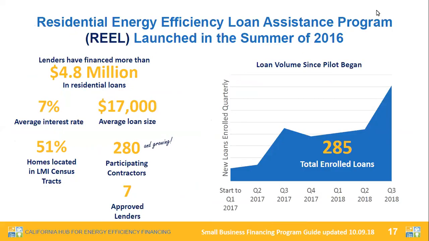I will stop here and talk a little bit about our residential program, because this has been running in the background while we have been working to design and build this commercial program. And I want to highlight our growth. We are up to 7 participating lenders, and those lenders have now completed over $4.8 million in private financing for about 285 projects. We had great growth in Q3 of this year, partly due to the success of the Go Green Financing website. You can see stats on our website traffic in more of these background slides. The other thing I wanted to point out is about half of our loans are going to homes that are located in low mod income census tracts.